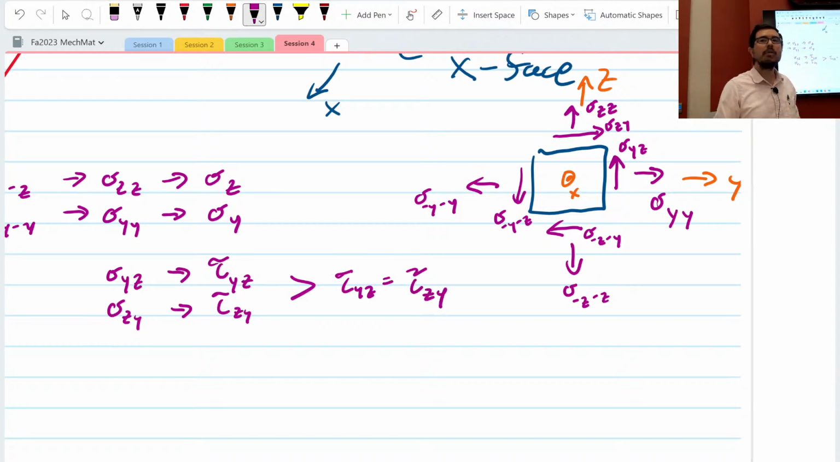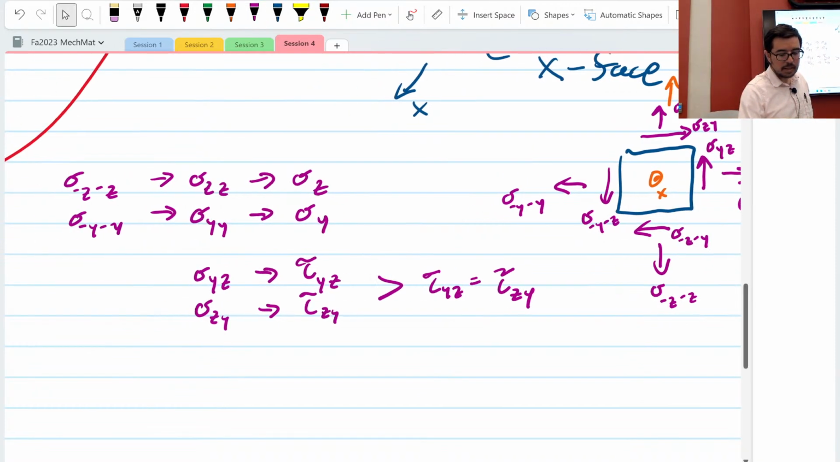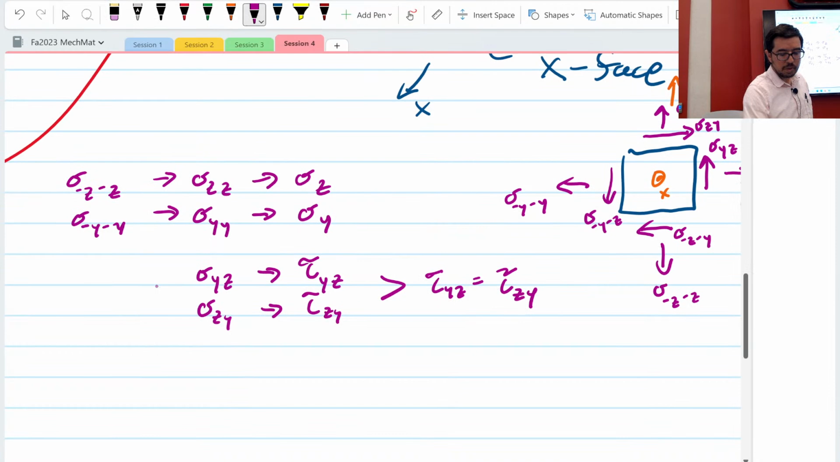So typically we just write tau yz. Okay? And also from equilibrium, so this is based on equilibrium of moments, we can say that these are also the same.